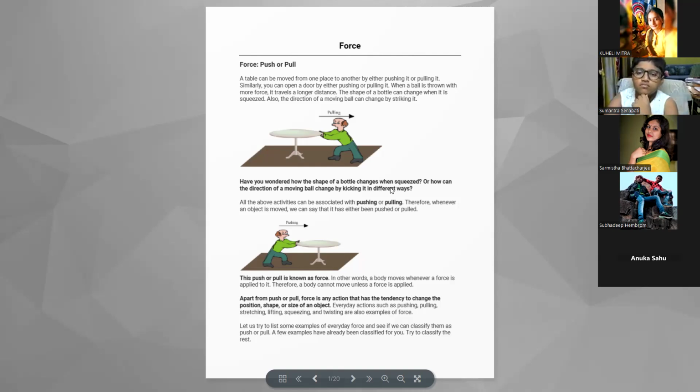So gravity is a force, right? It has a tendency to always fall downward, towards the ground, not above the ground. Is there any other force you know about? Sumantra? Miss, friction. Frictional force.